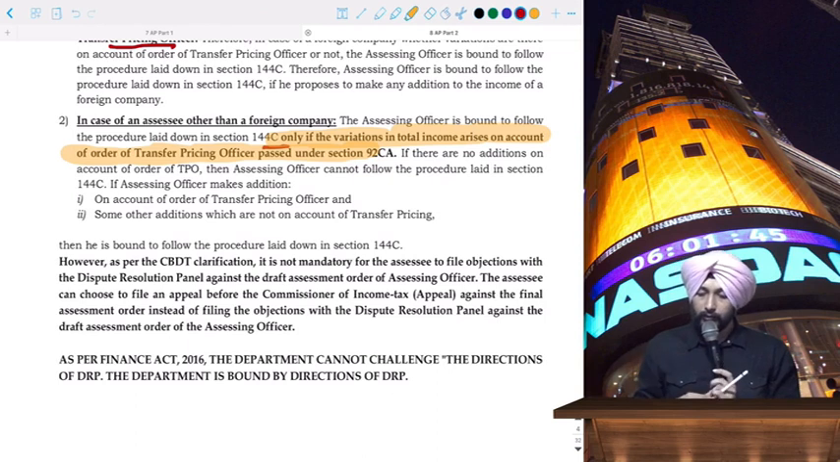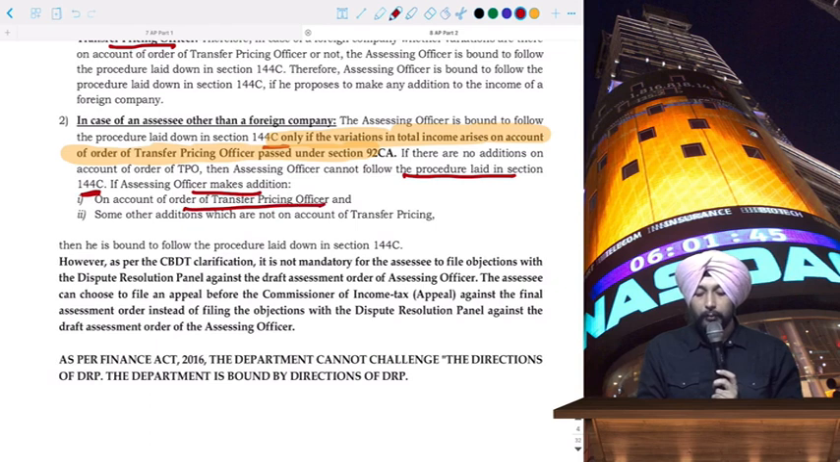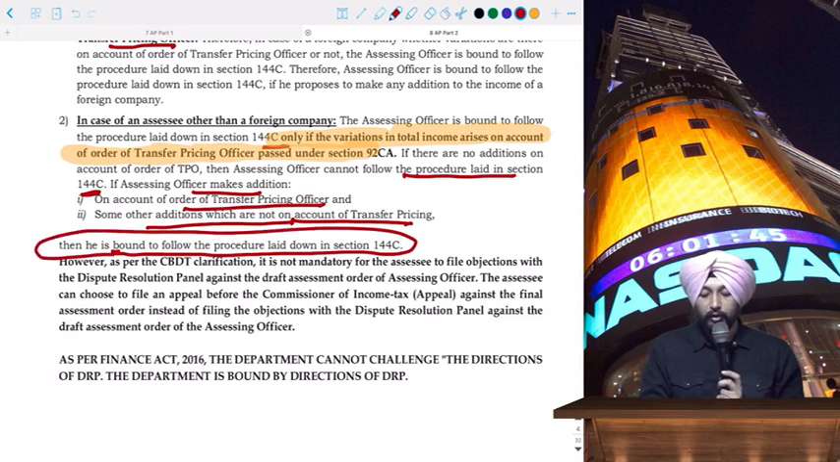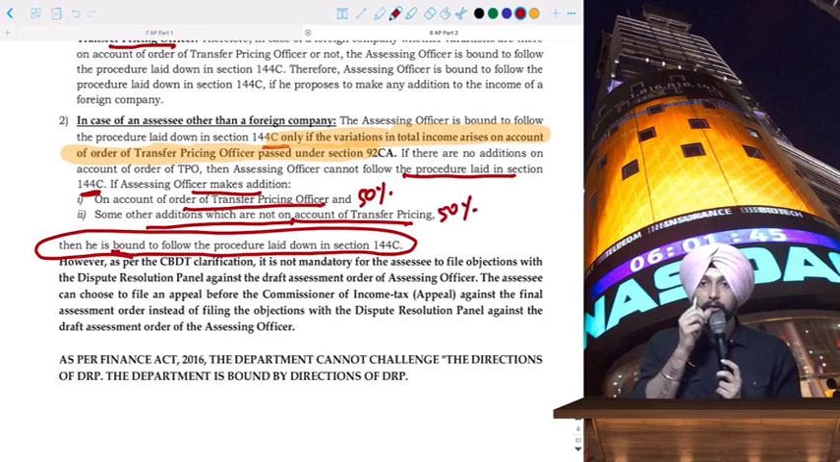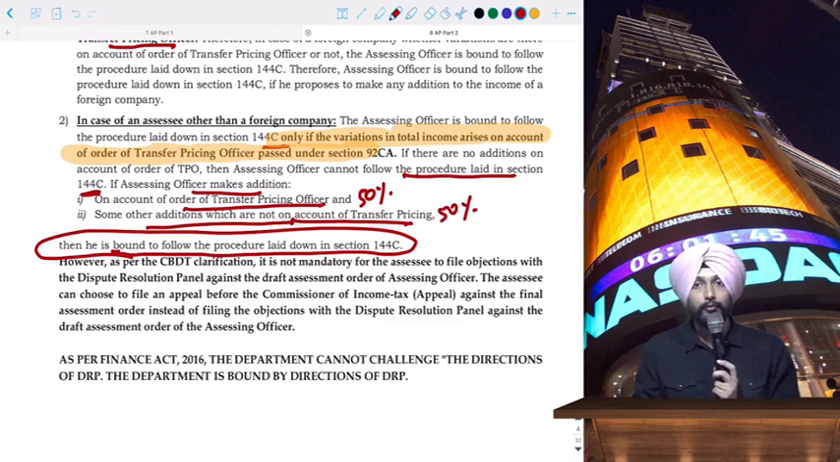If there are no additions on account of the order of the TPO, the assessing officer cannot follow the procedure laid down in section 144C. If the assessing officer makes an addition on account of the order of the TPO and some other additions which are not on account of transfer pricing, then also he is bound to follow the procedure laid down in section 144C. Which means if 50% modification is done based on the report of the TPO and 50% is done on their own motion, then also they are bound to follow 144C.